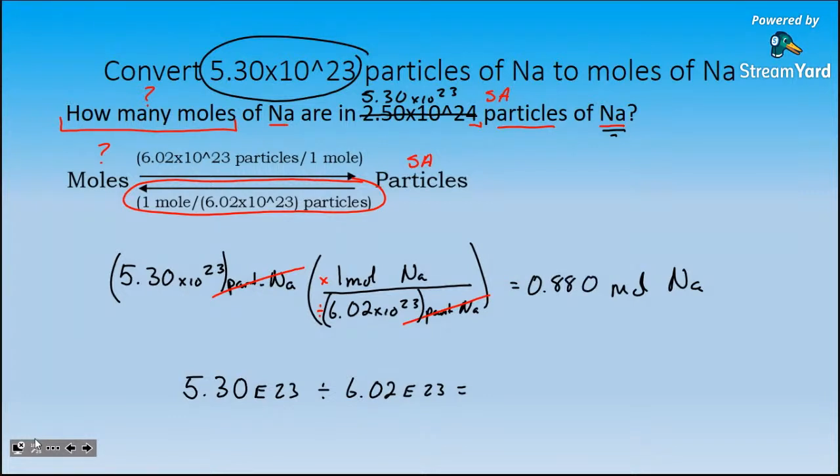0.880 moles of sodium as my final answer, which again should make sense, because if I need 6.02 times 10 to the 23rd to get 1 mole, and I only have 5.30 times 10 to the 23rd, I don't have 1 mole. So it makes sense that my answer comes out as less than 1.